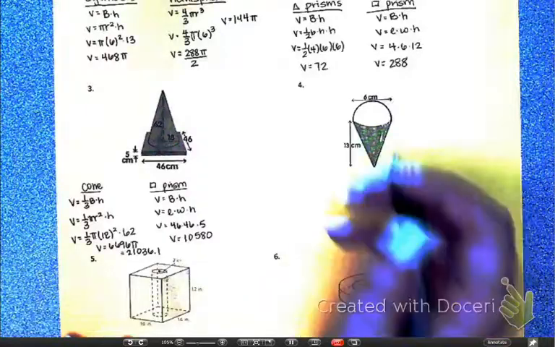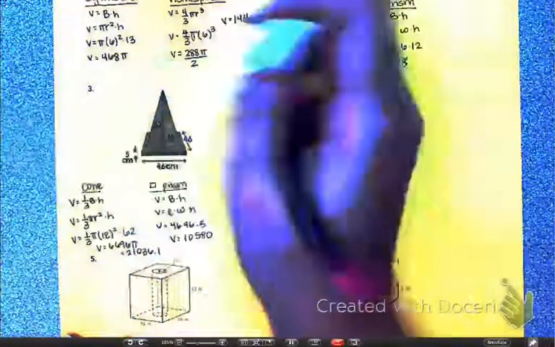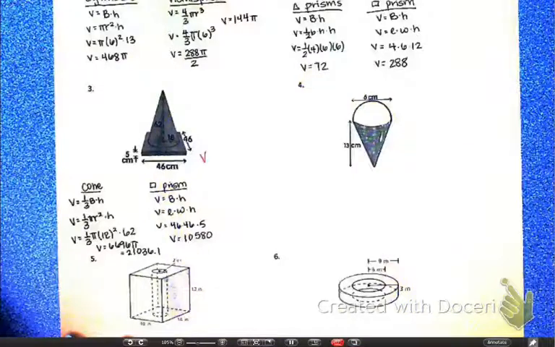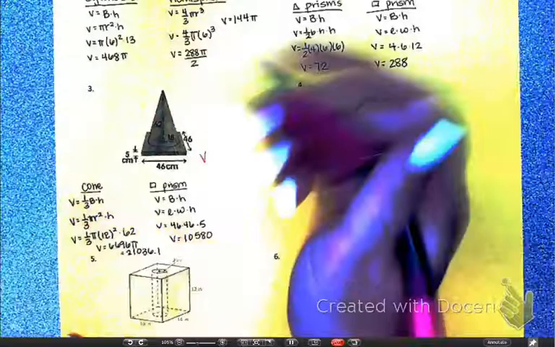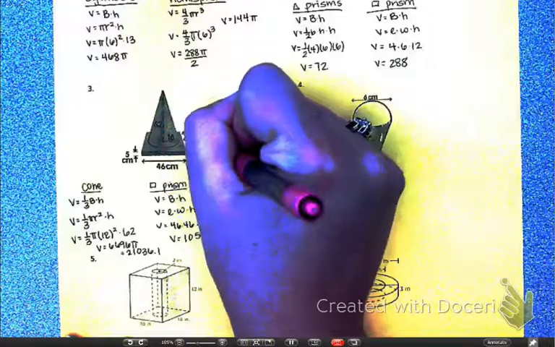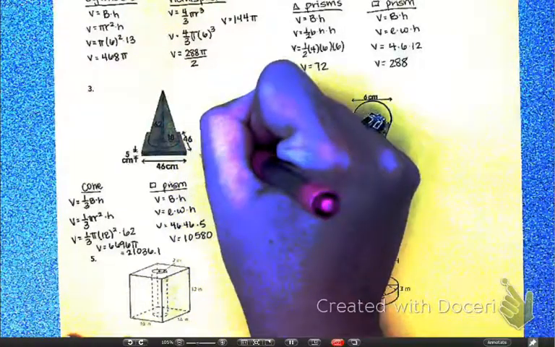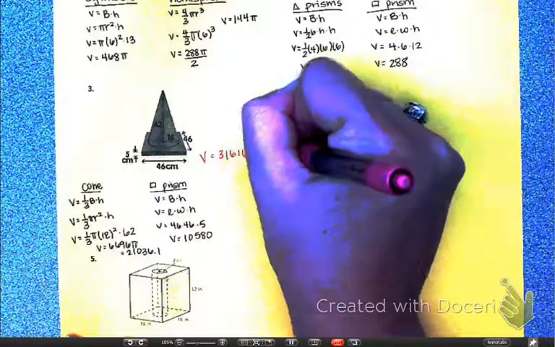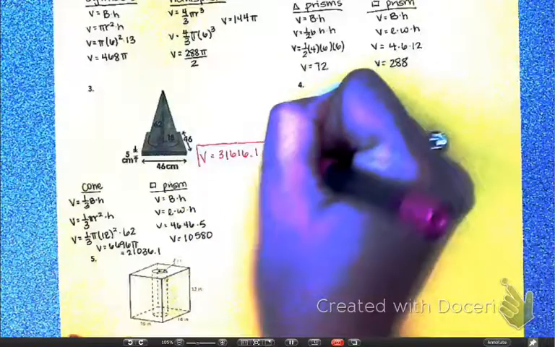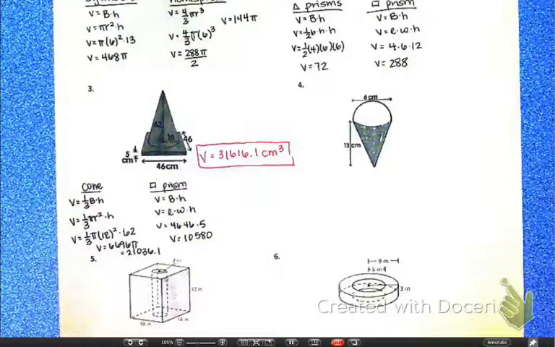10,580 for a grand total of, oh dang it. Hold on. I did something on my calculator. 31,616.1 centimeters cubed. Did we get that? Yeah? Okay, number 4.